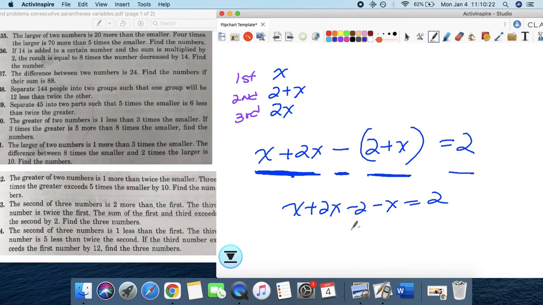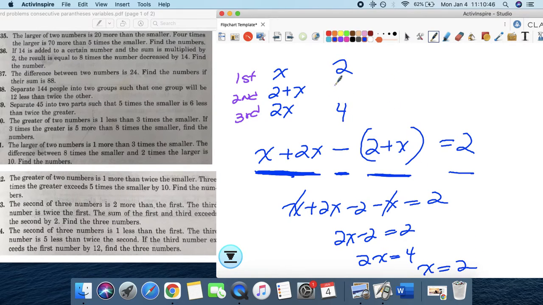We're going to remove the parentheses. Combine like terms. This x and this x cross out. We get 2x minus 2 equals 2. Add 2 to both sides. 2x equals 4. Divide by 2. X equals 2. The first number is 2. The second one is 4. Those are the numbers.